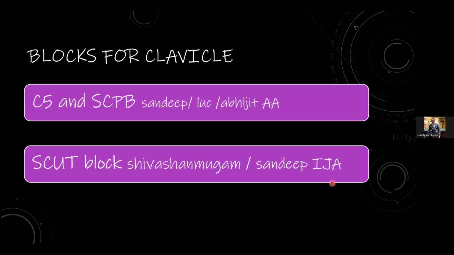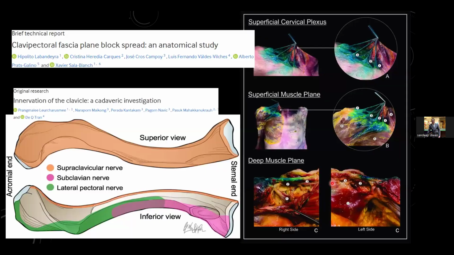Now, coming to the level of clavicle, we have published at least two blocks, the C5 and supraclavicular, superficial cervical plexus, and the SCUD block. Now, the other block which has emerged is the clavipectoral fascia block. And if you look into the innervation of the clavicle, you will see that the whole of this is all innervated by the supraclavicular nerve.